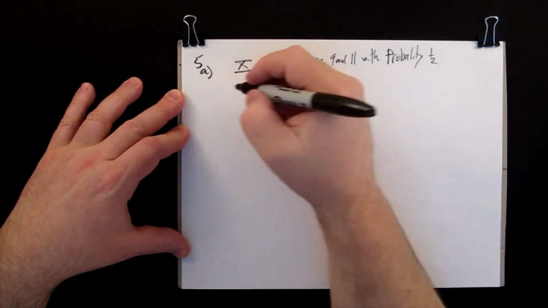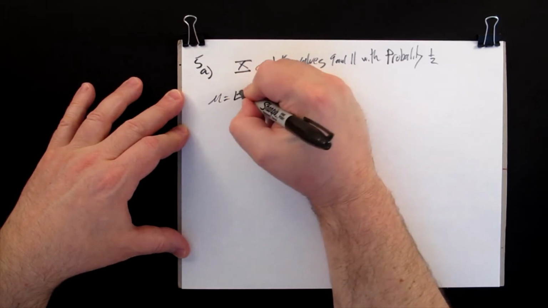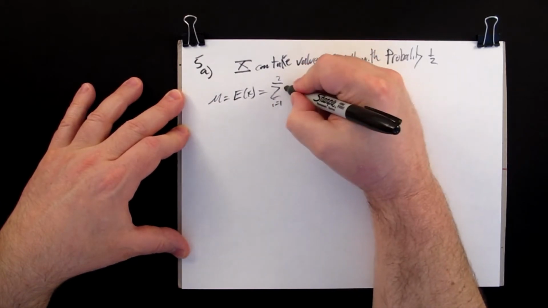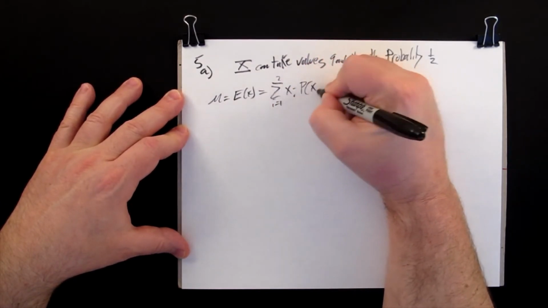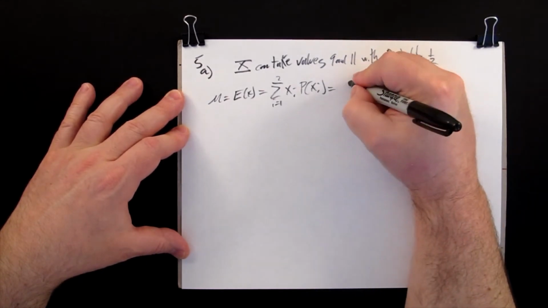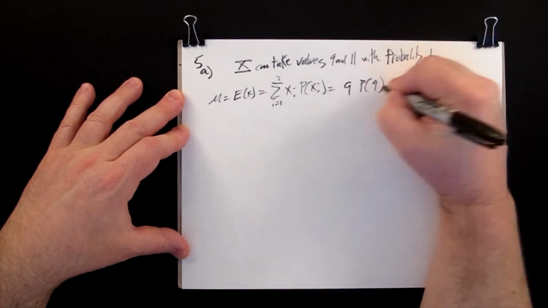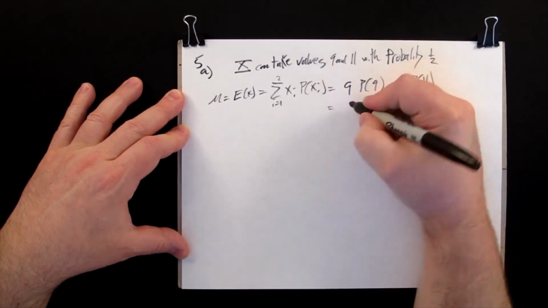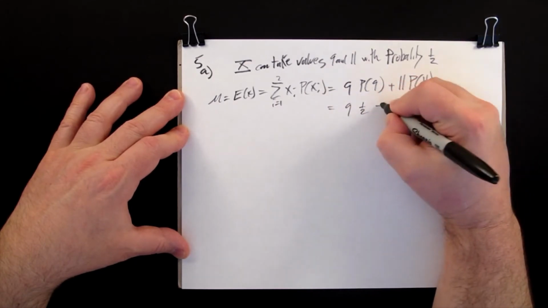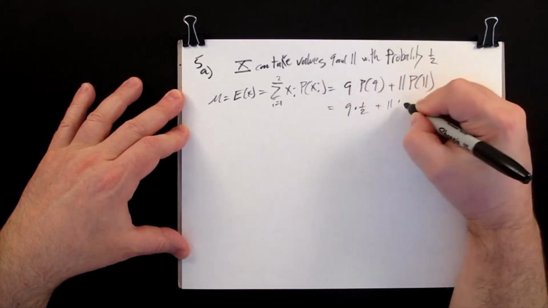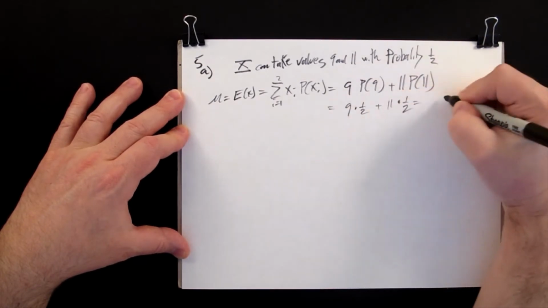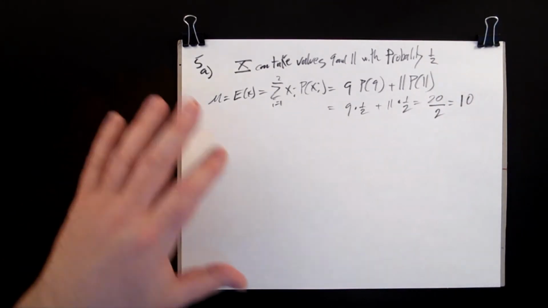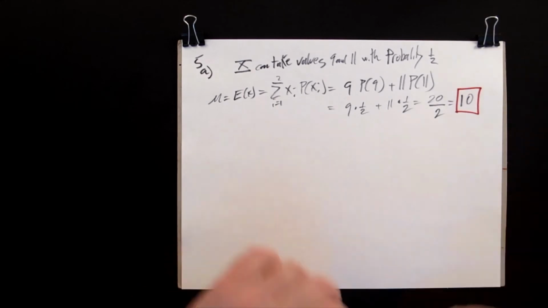So first step is to compute the mean. Well, that's just the expected value here, and that is the sum of possible outcomes. In this case, we have 2 of each of those possible outcomes times the chance of seeing it. So that's 9 times the chance of seeing 9 plus 11 times the chance of seeing 11. Each of those was 1/2, so we have 9 times 1/2 plus 11 times 1/2. And so we get 20/2, which is 10. So our expected value for this is 10.